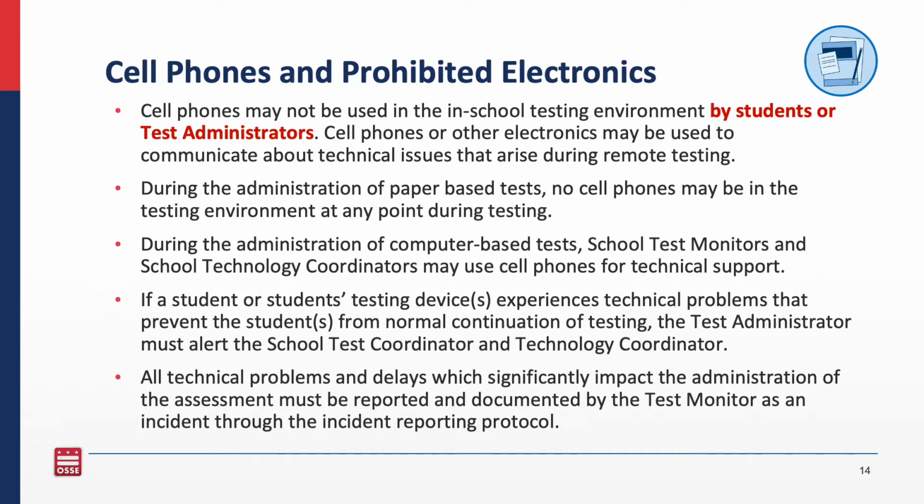During the administration of computer-based tests, school test monitors and school technology coordinators may use cell phones for technical support. If a student or student's testing device experiences technical problems that prevent the student from normal continuation of testing, the test administrator must alert the school test coordinator and technology coordinator. All technical problems and delays which significantly impact the administration of the assessment must be reported and documented by the test monitor as an incident report through the incident reporting protocol.